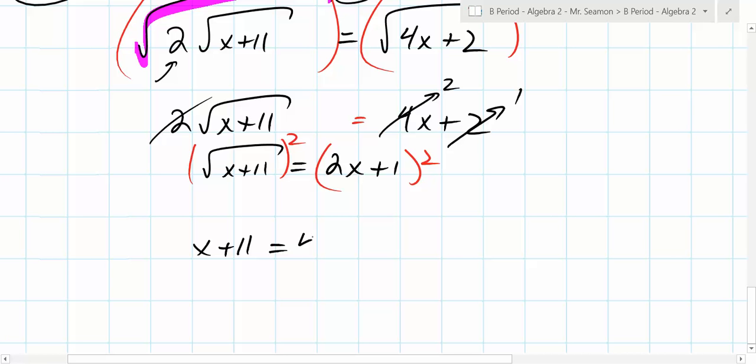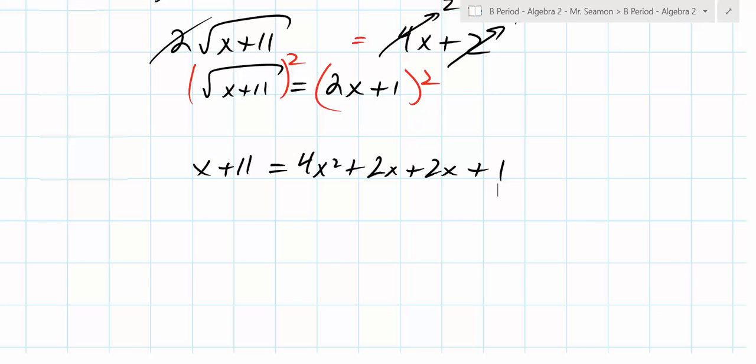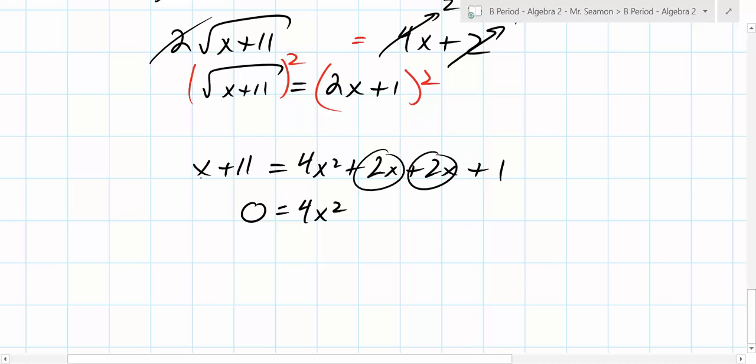4x squared plus 2x plus 2x plus 1. Correct. And now, what kind of equation do we have? Quadratic. So we need to make it equal 0. So we do have 4x squared. We have 4x on the right, but then we take away an x, leaving us with 3x, and then it's going to be minus 10.